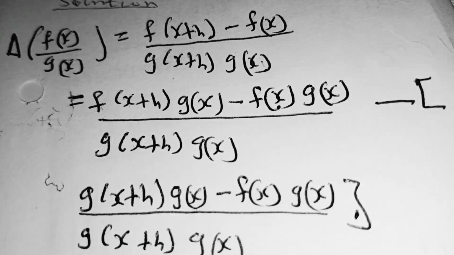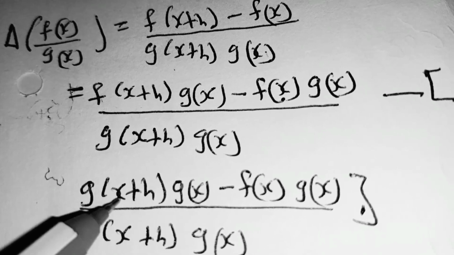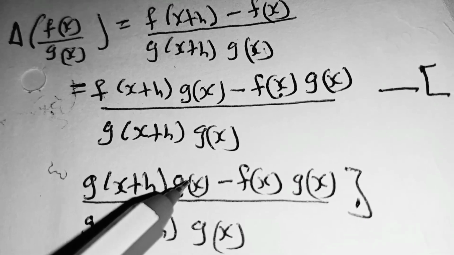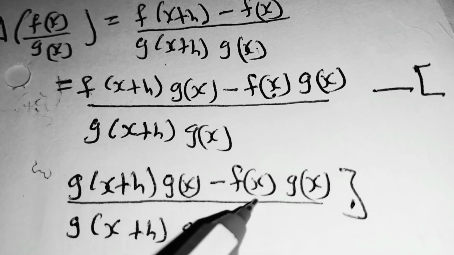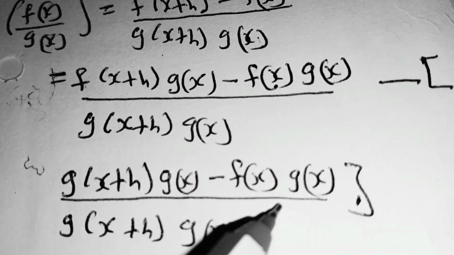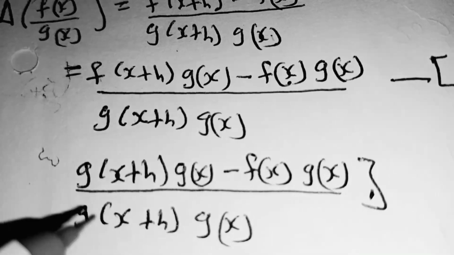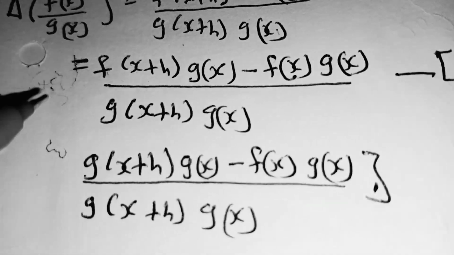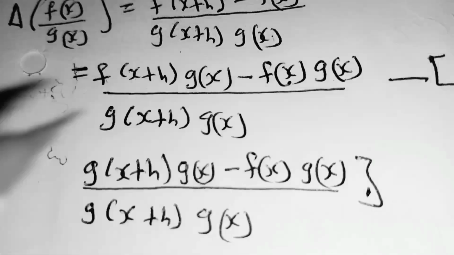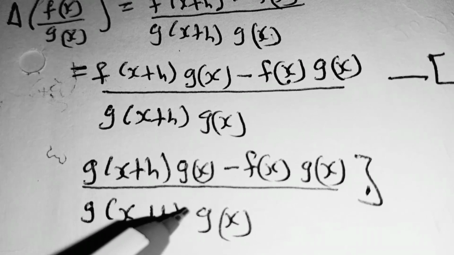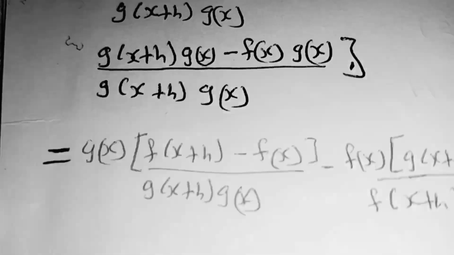Minus g of x plus h multiplied by g of x minus f of x multiplied by g of x, divided by this part here. From there we factor g of x, this g of x we factor it out, and in this other case we factor g of x as shown here.